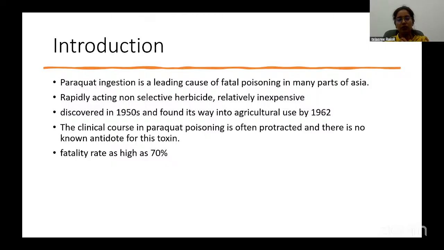The clinical course of paraquat poisoning is very long. It prolongs over weeks, and there is no antidote for this toxicity. Usually, the fatality is 70% in severe toxicity.